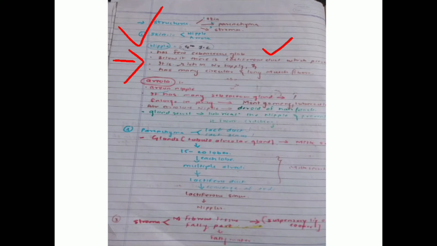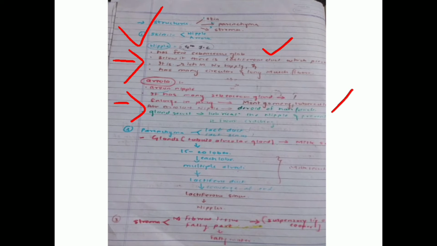Now coming to the areola, this is the area surrounding the nipple and it also has many sebaceous glands. These sebaceous glands get enlarged in pregnancy and are known as the Montgomery tubercles. These glands also secrete certain secretions which lubricate the breast and the nipple, which prevents them from cracking.